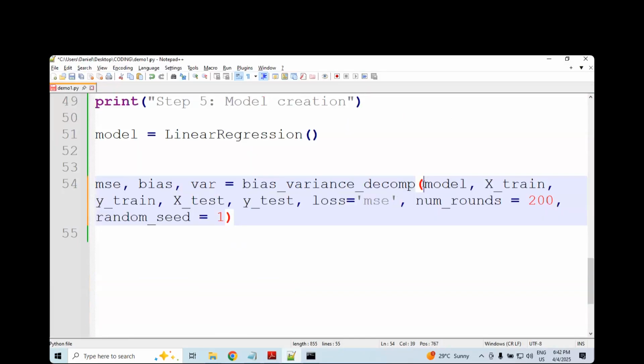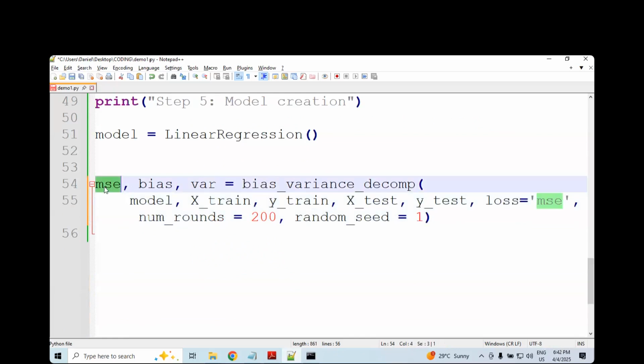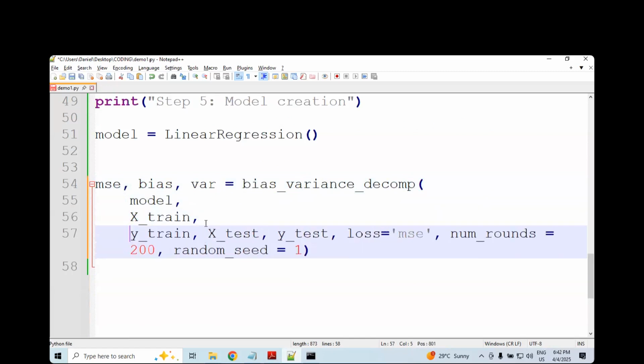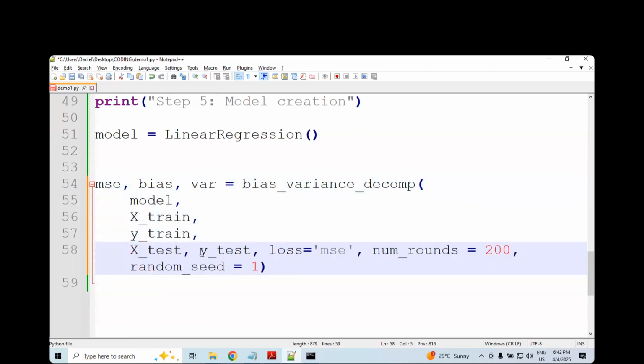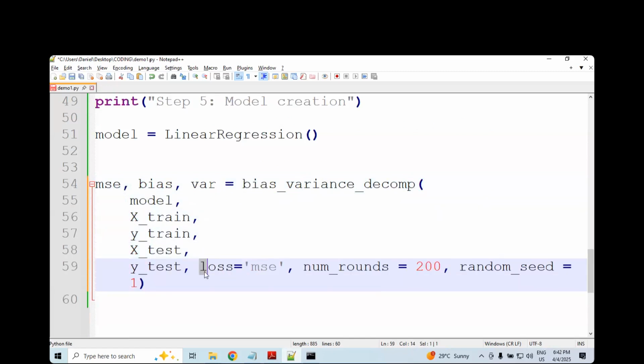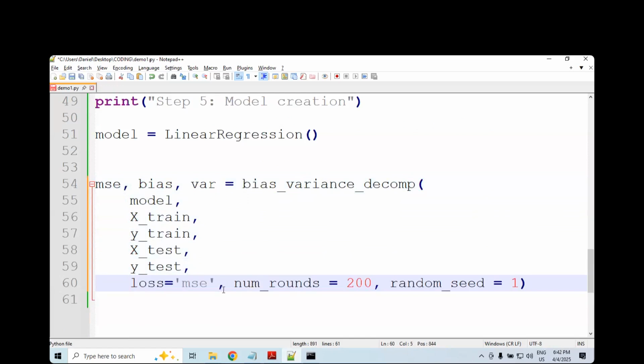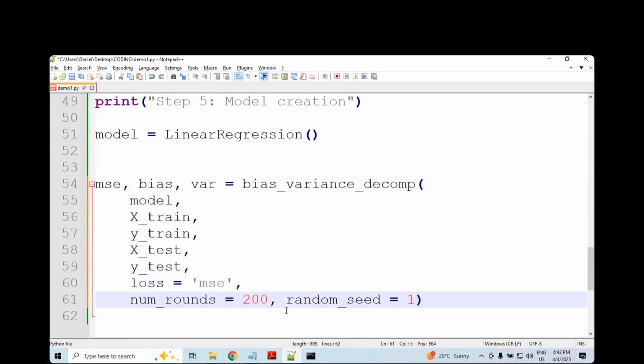This function itself is returning, first, the MSE value. The next one is the bias. The next one, variance. Very good. My favorite syntax, keyword arguments.